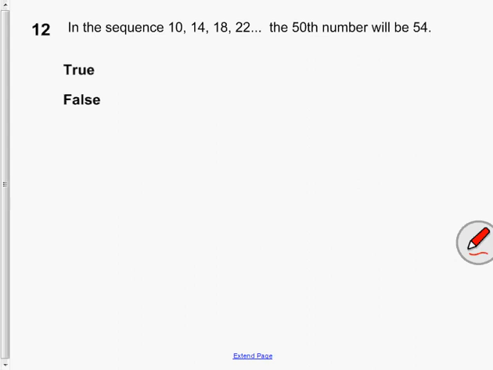Question 12, in the sequence 10, 14, 18, 22, the 50th number will be 54. Well, this is pattern recognition, and this has been going on since grade 7. So now that you're in grade 8, you probably still have these things going on. So you have x is going to actually be the n, which is the number in the sequence, and this is going to be v for the value of that number.